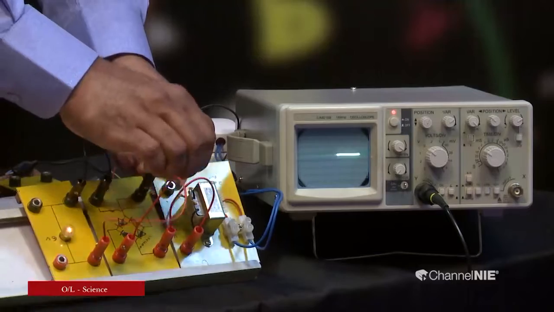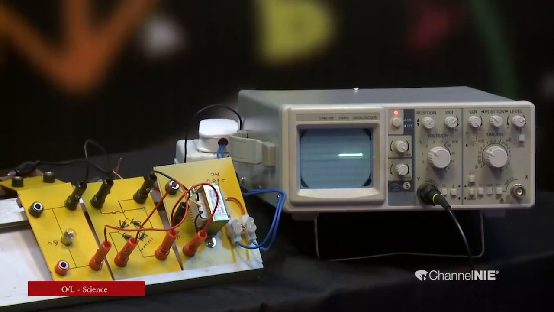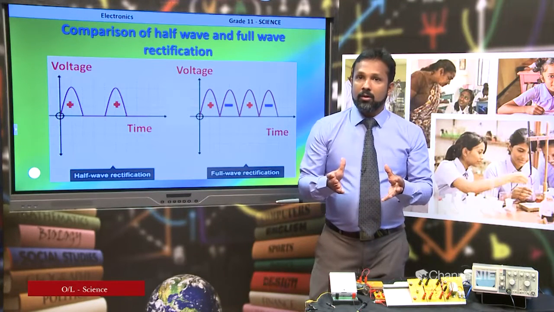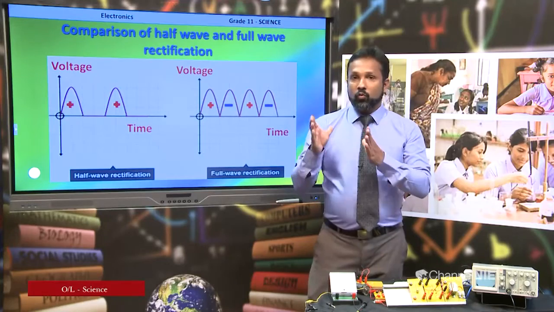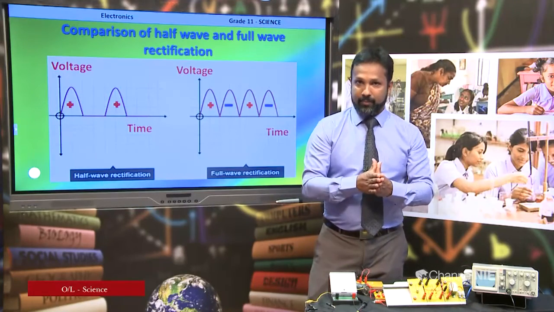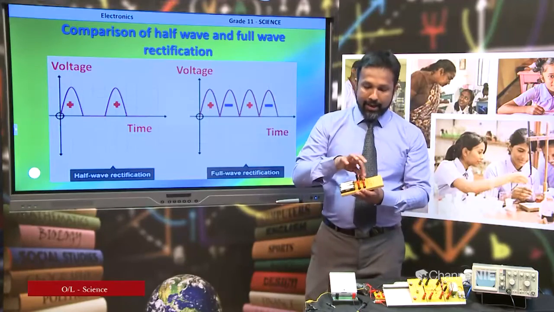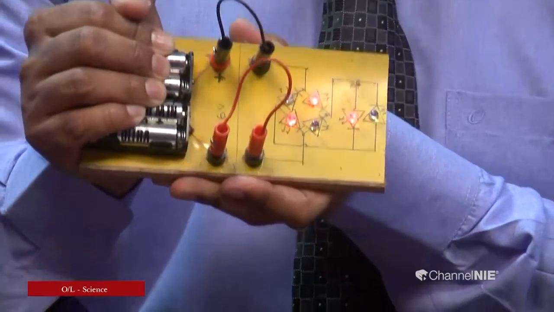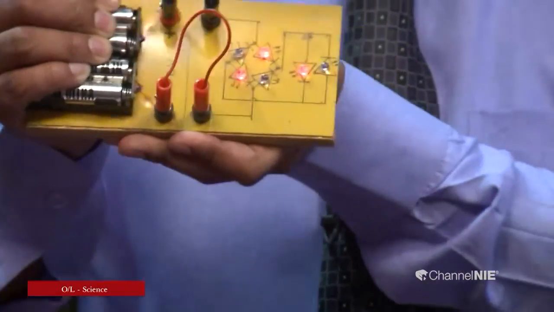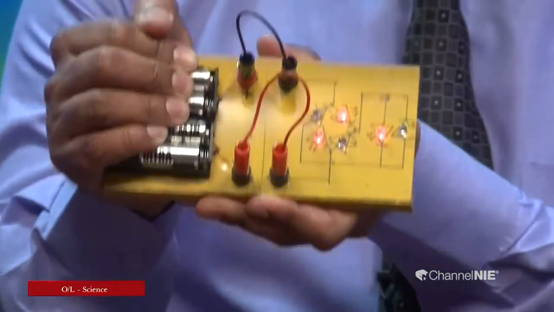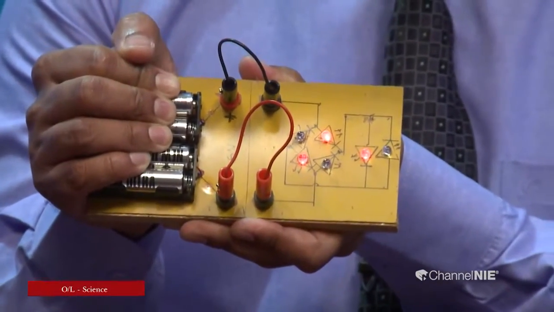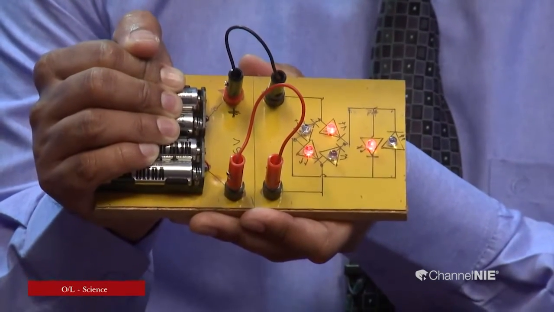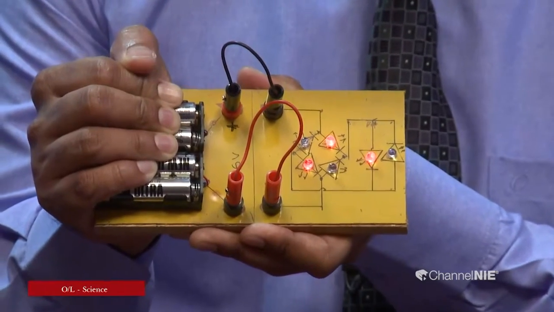My dear children, you can remember earlier we studied that a diode is also an electronic device which allows the electricity to flow in only one direction. So here I have arranged a circuit using LEDs because an LED is also a diode. This is the rectifier bridge made by using 4 LEDs or diodes. Here you can see the glowing of LEDs.